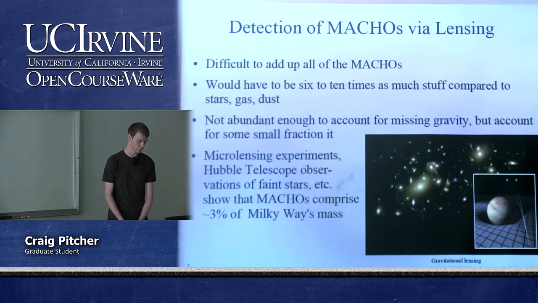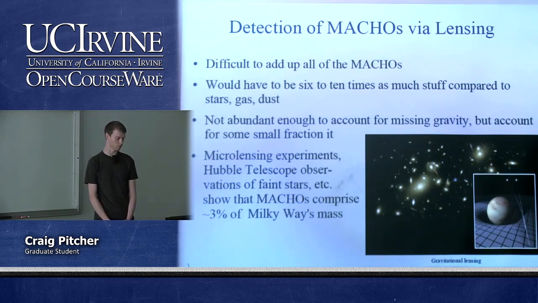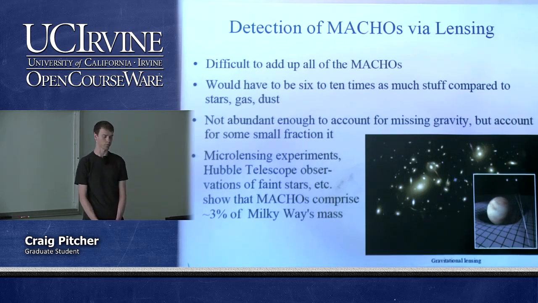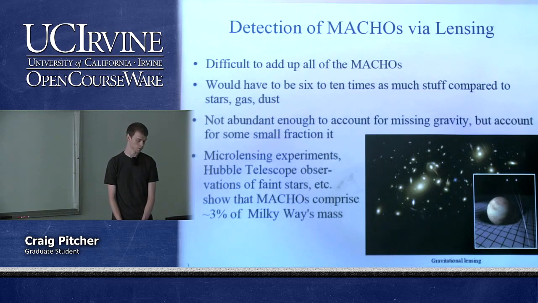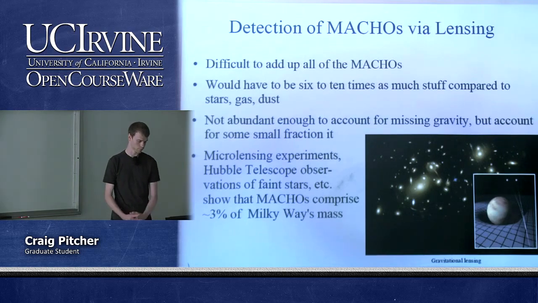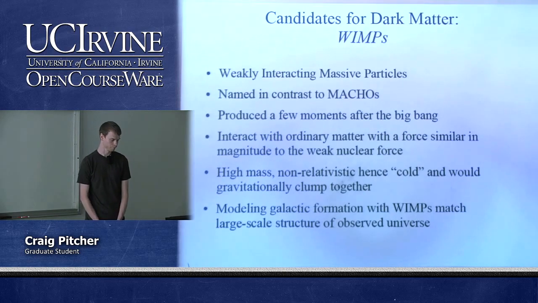And due to various experiments and Hubble telescope observations, it's estimated that Machos make up about 3% of the Milky Way's mass. So perhaps they would account for some of the missing mass and dark matter, but that's not the final answer.